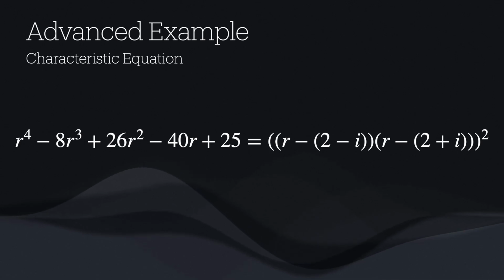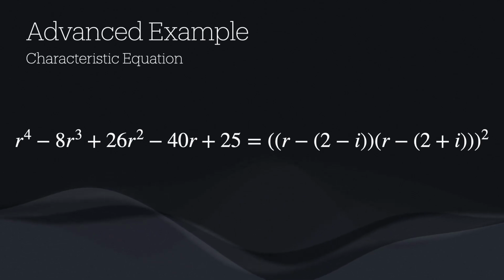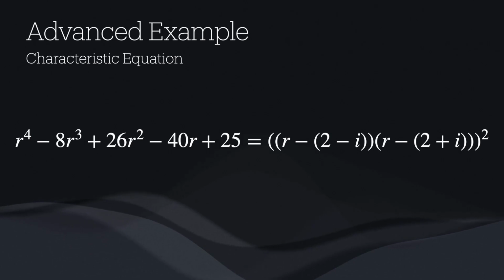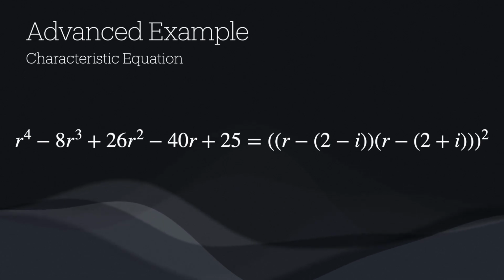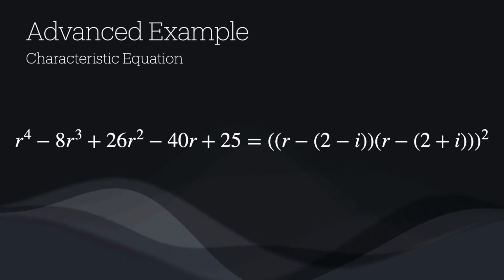Here we have the characteristic equation, r to the fourth power minus 8r cubed plus 26r squared minus 40r plus 25, which factors into r minus 2 minus i squared times r minus 2 plus i squared. As we can see, 2 minus i and 2 plus i are repeated roots of the characteristic equation with multiplicity 2. That means that the solutions will be of the form x squared cosine ln x, x squared sine ln x, x squared ln x times cosine ln x, and x squared ln x sine ln x.